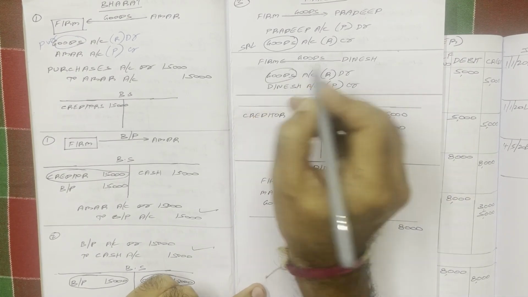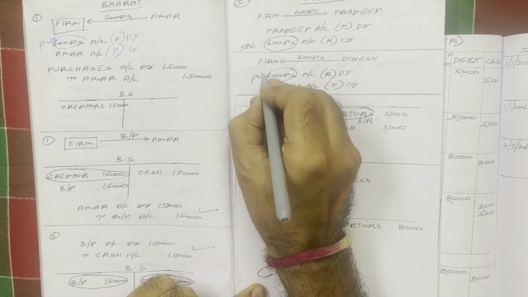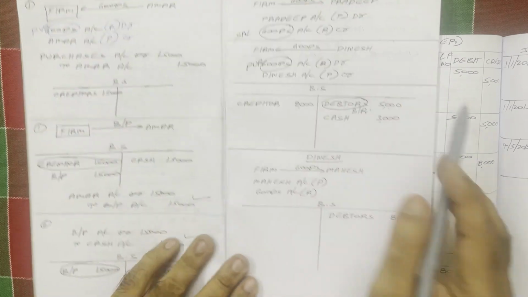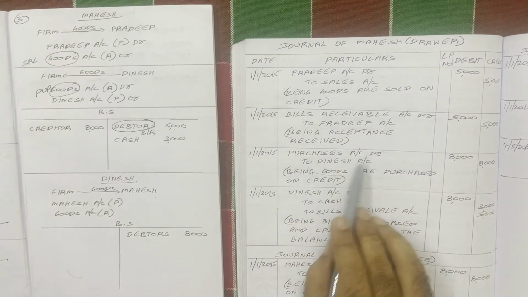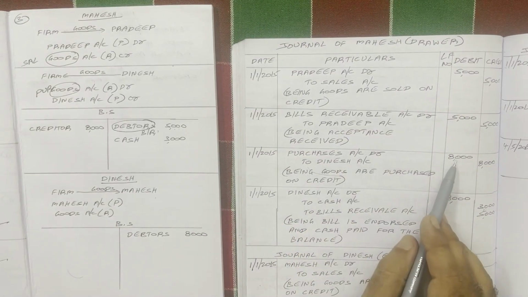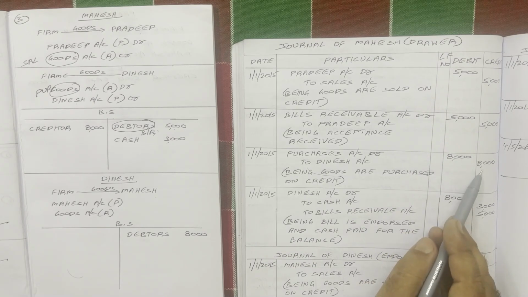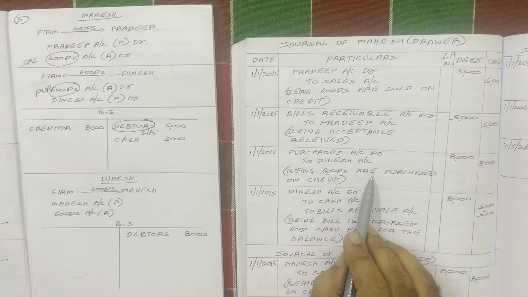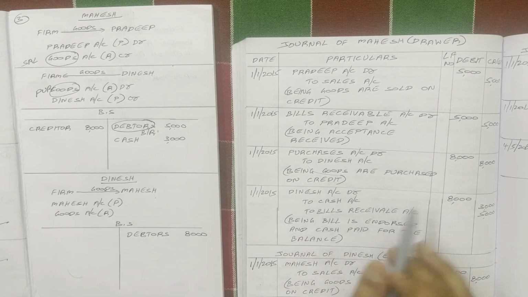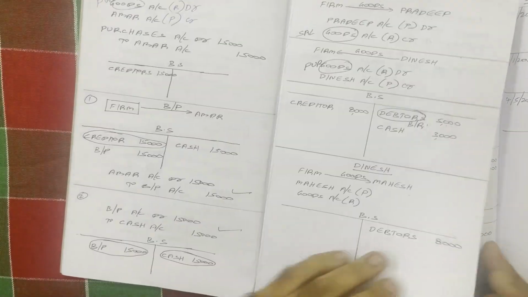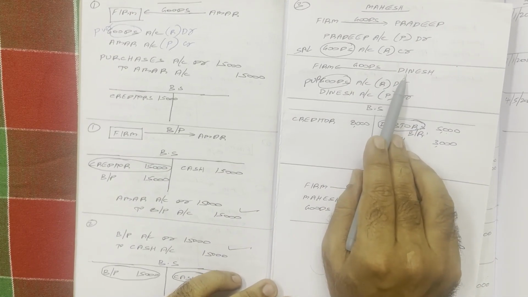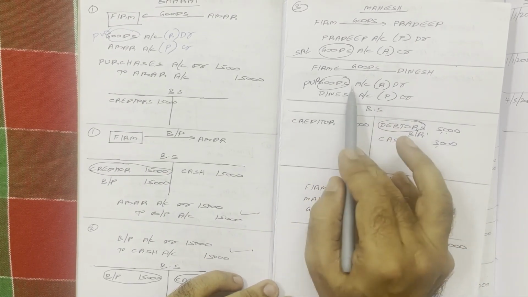Instead of the goods word, we write the transaction name. This is purchase transaction now. So what is the entry for purchasing goods from Dinesh? Purchases account debtor to Dinesh account. He purchased goods for 8,000, no? On the same day, 1st January. Narration, being goods are purchased on credit. Now, Mahesh has to pay 8,000 rupees to Dinesh. No? So what is the result of this entry?